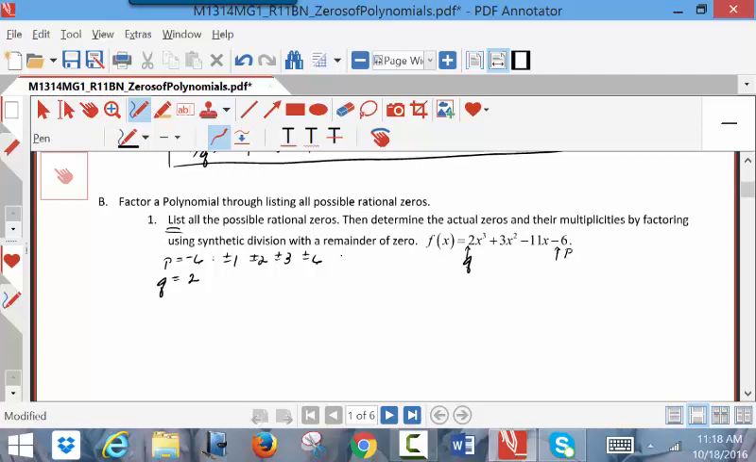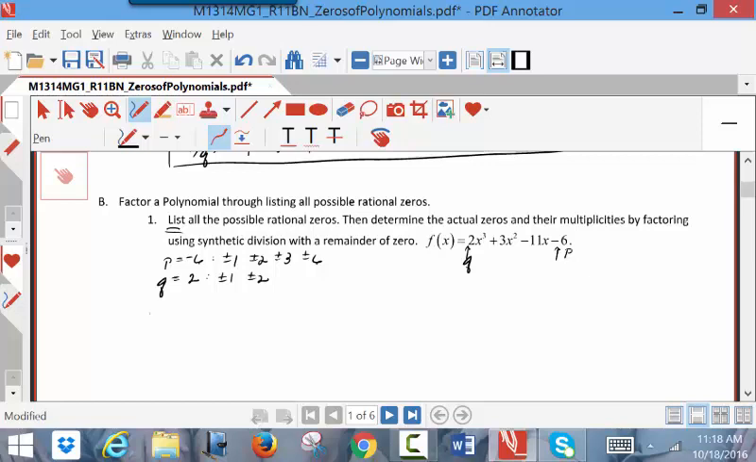If you want to list the factors of your q value of 2, that's going to be pretty easy. Plus minus 1 and plus minus 2. Officially, I should put a comma between those, but it looks messy on my tablet. But if you were listing these in your homework, you really should put commas between them.